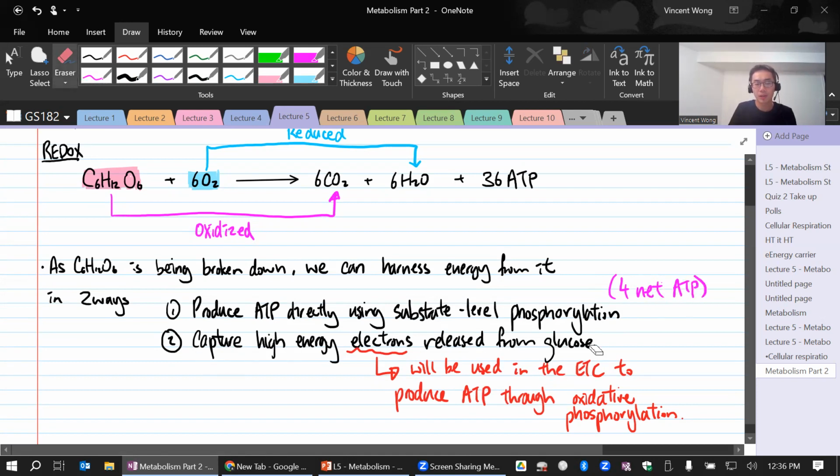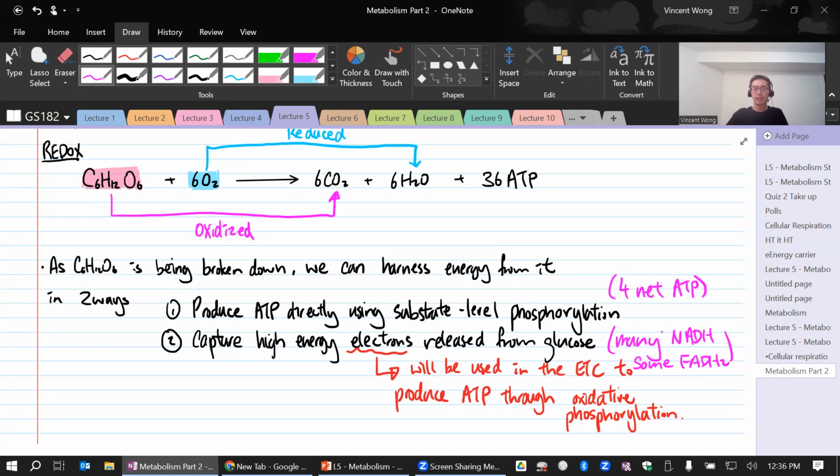And then we capture high energy electrons released from glucose, right? Many, we'll count them later. Many NADH, right? Some FADH2. Right? So these are not ATP just yet. They have to go to the ETC. They have to go through some process before we can make the ATP.